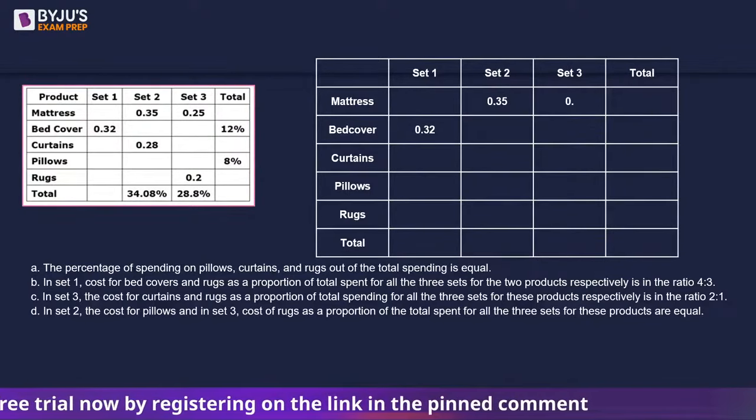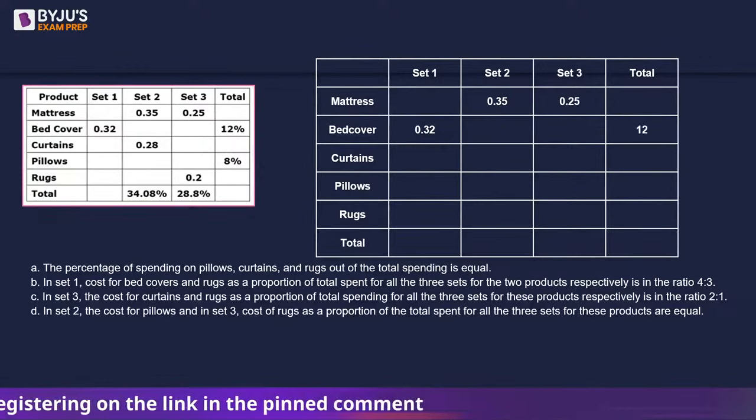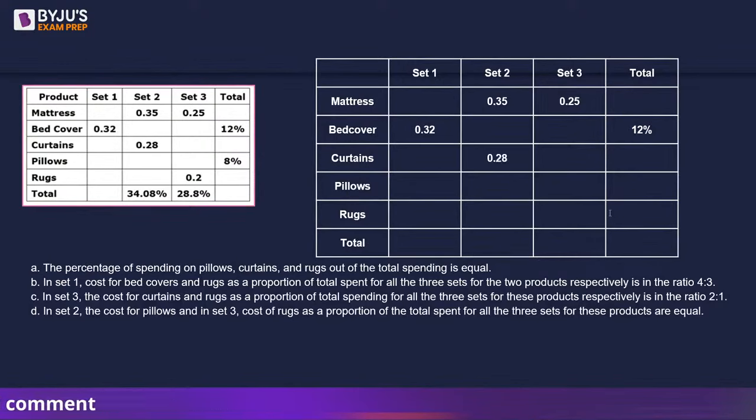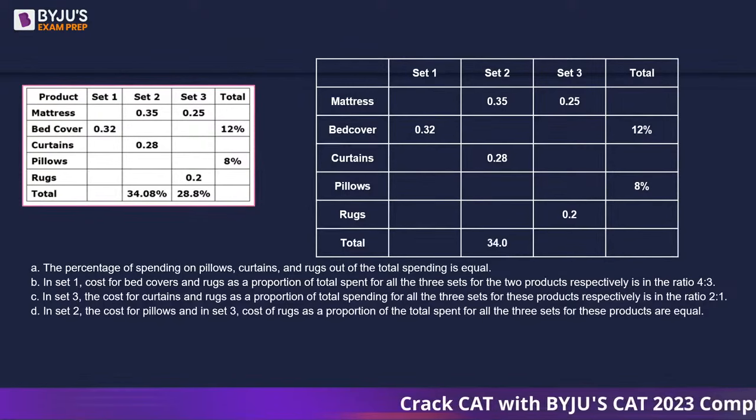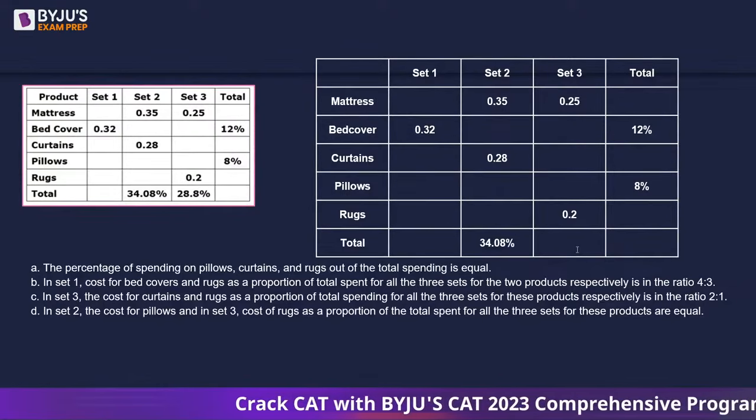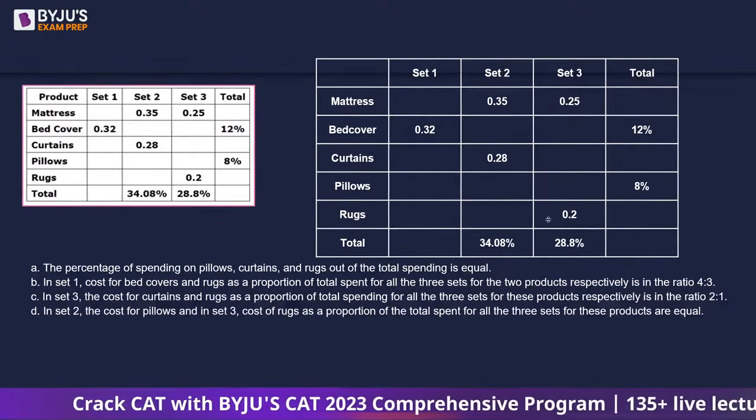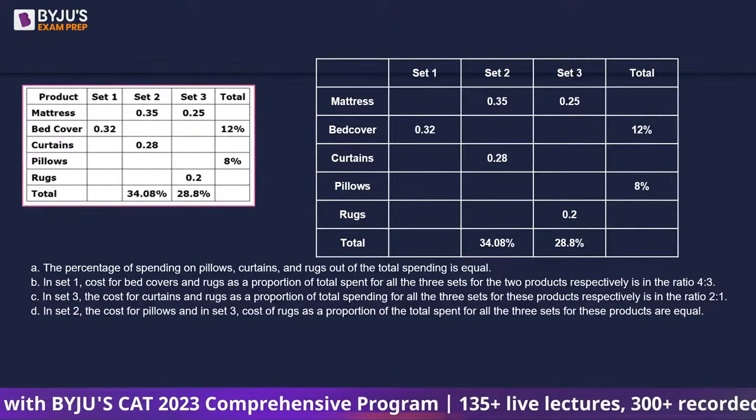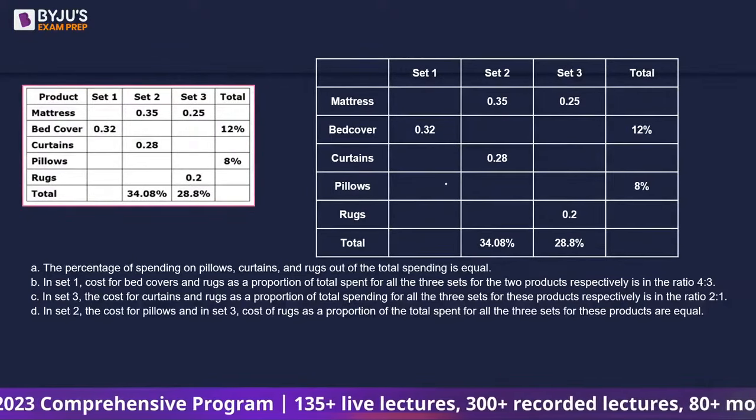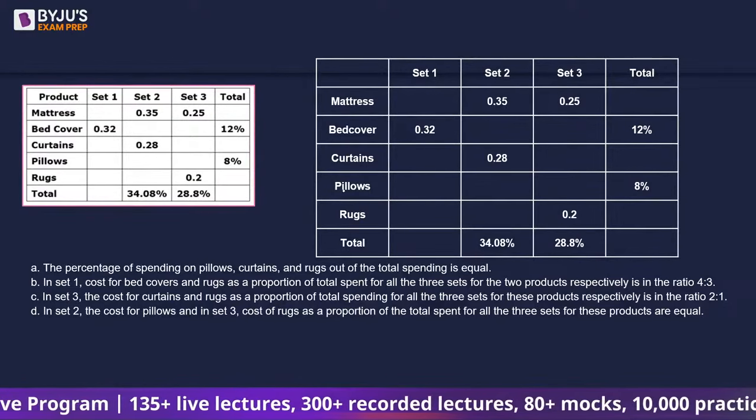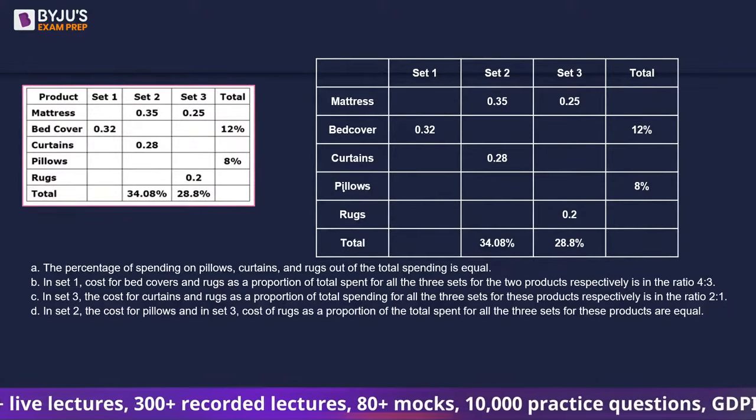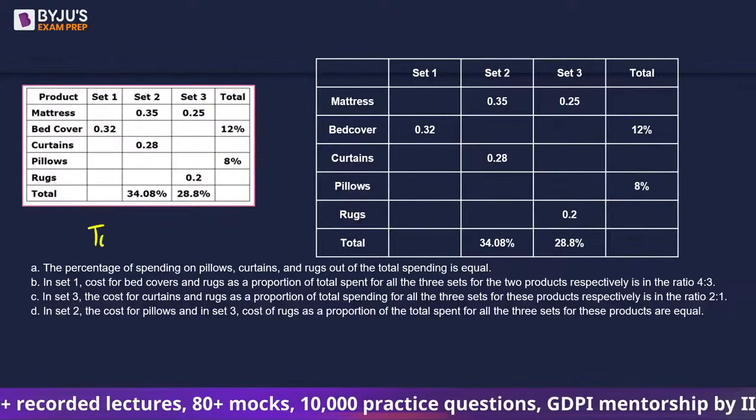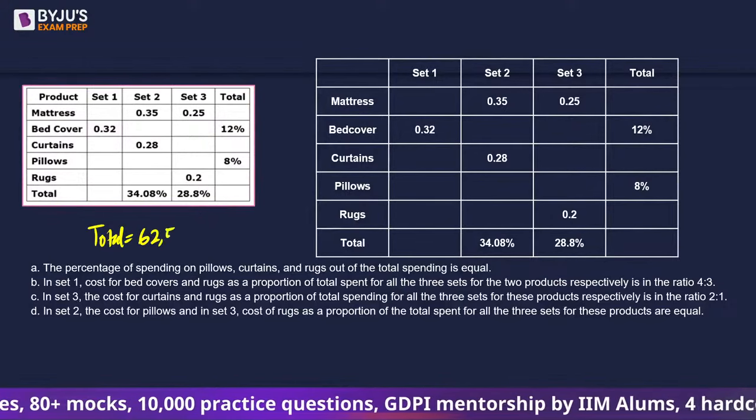So we will have 0.25 and then we have 12%. And then we have 0.28 here. Then we have 8%. Set 3 में this is 0.2. This is 34.08%. And this is 28.8%. Right? ये part I hope अभी ठीक है. So we are supposed to fill it over here. And the total amount is 62,500. Okay. So total is 62,500.